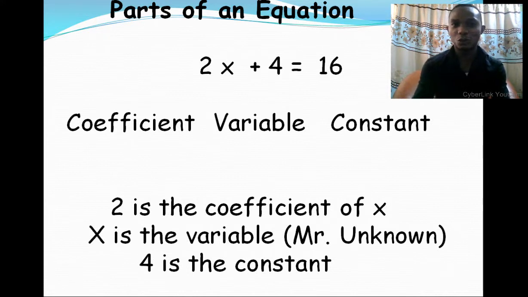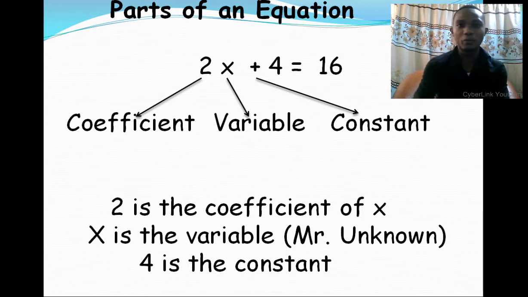The first part of an equation is the coefficient. You can see the arrow pointing to coefficient. The x is the variable, while the 4 means constant. Anytime you see 2 very close to a letter, that 2 is called coefficient. That letter is called a variable or Mr. Unknown. Every number that stands on its own, which is the 4, is called the constant.